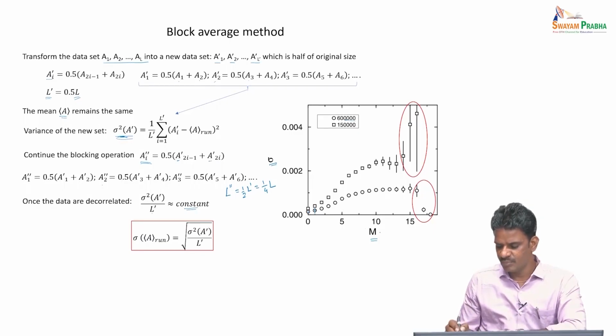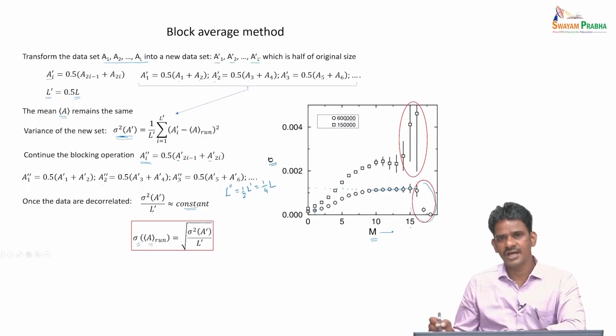As you can see, as we increase the blocking operation, this standard deviation or error attains a plateau value about here, where it no longer depends on the blocking operations. So, this plateau value is what we would like to look at, and we consider this the true error value. We take the square root of sigma square by L, and that is going to be the error in the measurement of average A. You can see that after the plateau is reached, some noise comes up as you continue, because as you go to larger and larger blocking operations, you get less and less data.